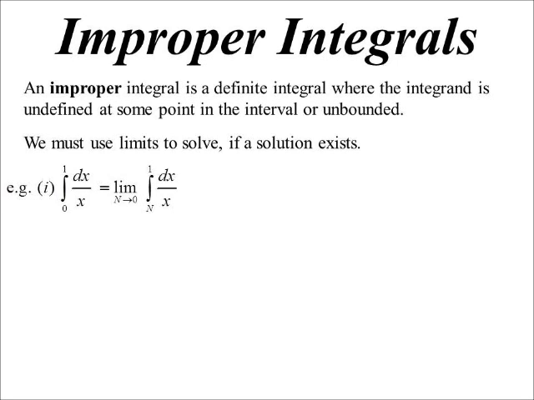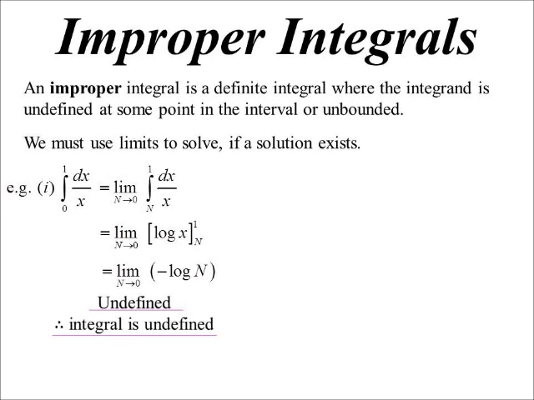Because I can integrate dx on x. Obviously, we get log x. So it's the limit as n approaches 0 of log x when we substitute in 1 and substitute in n. So minus log n, well, that's still undefined, because if I now substitute in 0, well, log of 0 is undefined. So that one stays as undefined. That integral cannot be worked out. But there are others which can.